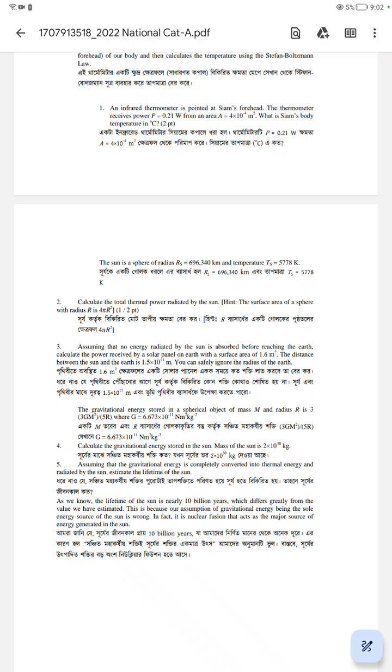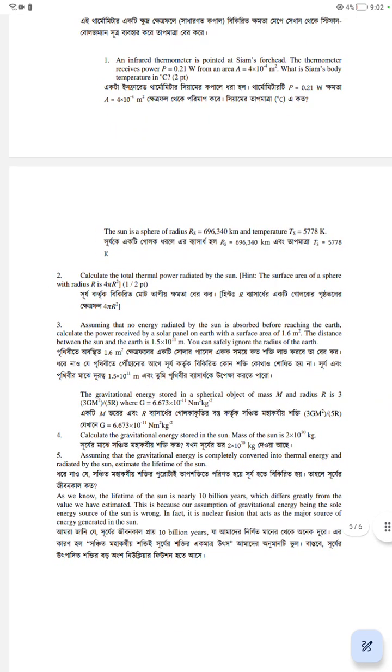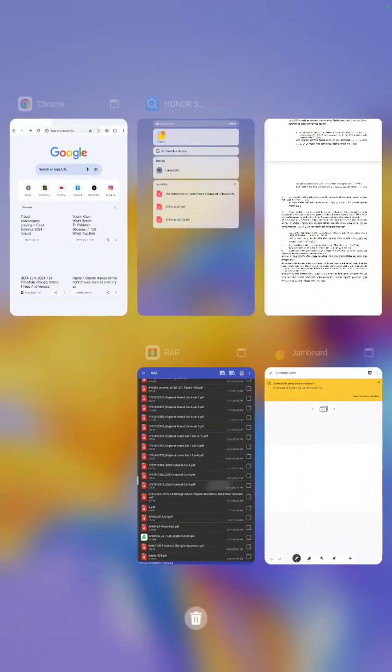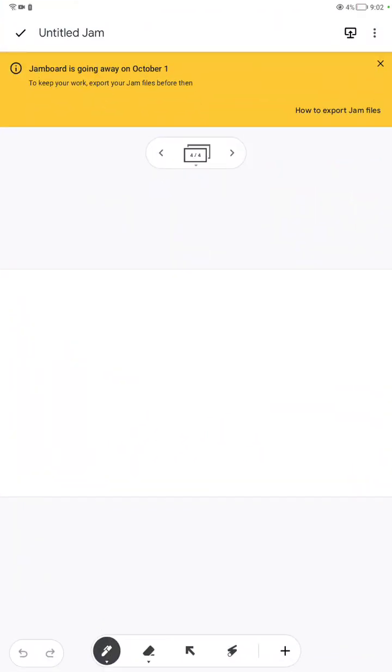The gravitational energy stored in a spherical object of mass m and radius r is 3 G m square by 5r, where G is the gravitational constant. Calculate the gravitational energy stored in the sun. Mass of the sun is given. Number 4 is also just basic mathematics. You just have to evaluate the formula, put it in your calculator and do it.